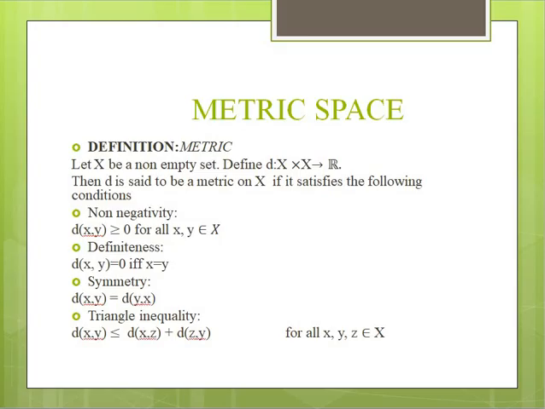Definiteness: distance between x and y equal to 0 if and only if x equal to y. Symmetry: distance between x, y equal to distance between y, x. Triangle inequality: distance between x, y is less than or equal to distance between x, z plus distance between z, y, which holds for all x, y, z belongs to X.